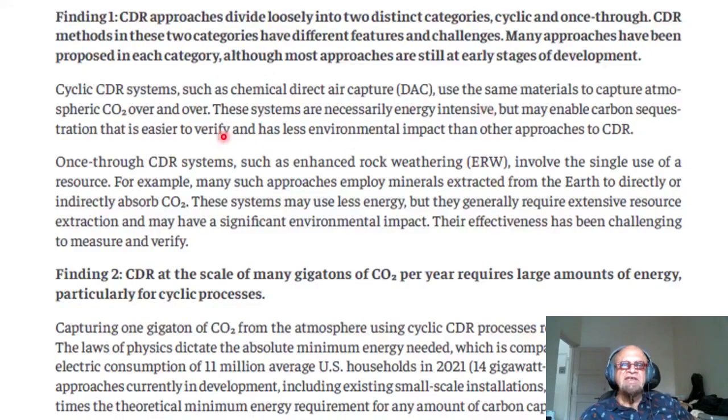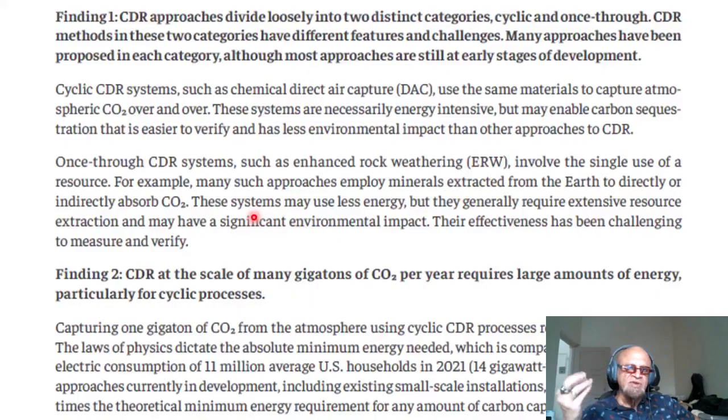So cyclic CDR systems such as chemical direct air capture use the same material to capture atmospheric CO2 over and over. So you have adsorption and desorption. These systems are necessarily energy intensive, but may enable carbon sequestration that is easier to verify and has less environmental impact than other approaches to CDR. Once through CDR systems, on the other hand, such as enhanced rock weathering, involve the single use of a resource.